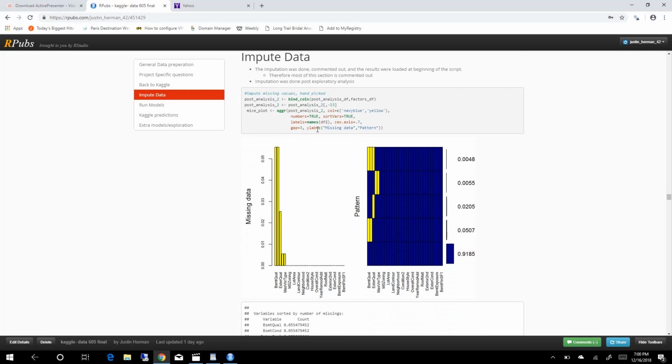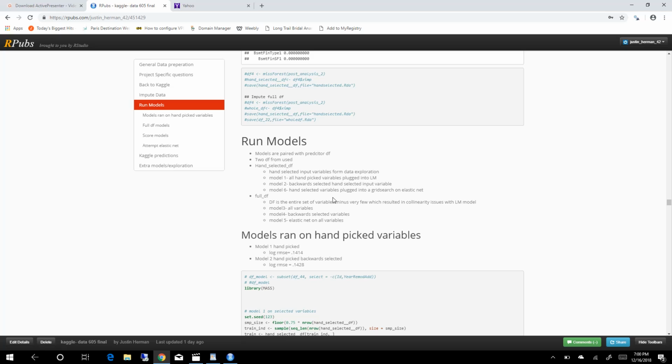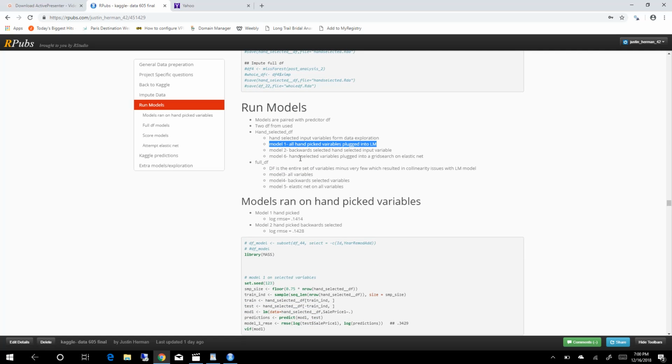As you can see, the mice package over here does a pretty good job of showing you where your variables are missing values, and how bad they are. But from here, it's about running models. I pretty much broke it into two things. I had the hand-selected model, which was me going through this entire data set and picking out what I thought was good. For that, model one is all of those plugged into a linear model. Model two was those with backward selection and then plugged into the model. And for model six, I took all of those and plugged them into a grid search on ElasticNet.